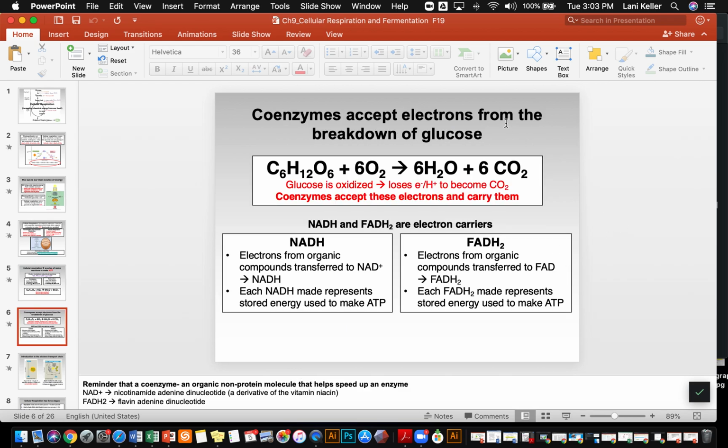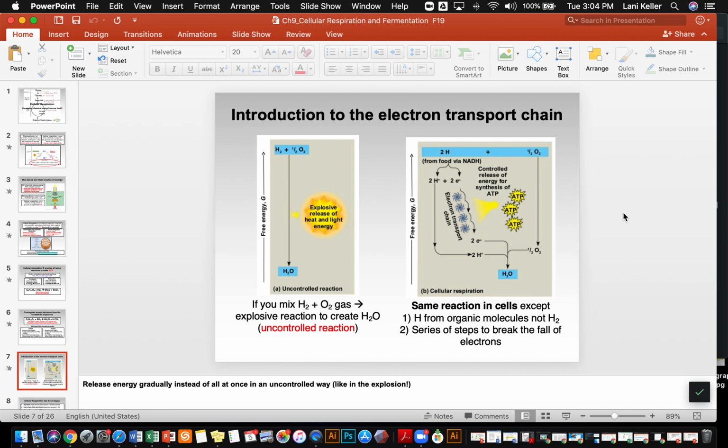Okay, there are many coenzymes which are important for the breakdown of glucose. In particular, we are talking about NADH and FADH2. These are high energy electron carriers, right? We are going to accept these electrons and carry them, kind of carrying the energy within a cell. That's all I'm going to say about those. So what we're going to see in cellular respiration is that we are going to move energy through an electron transport chain to generate a lot of ATP.